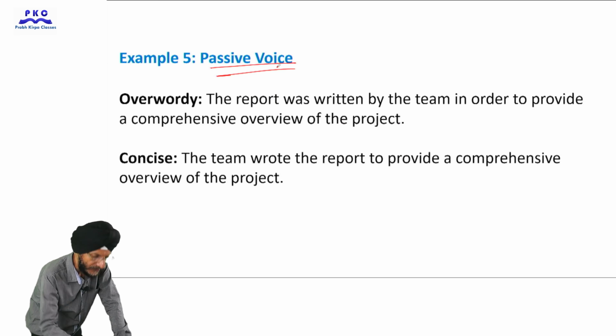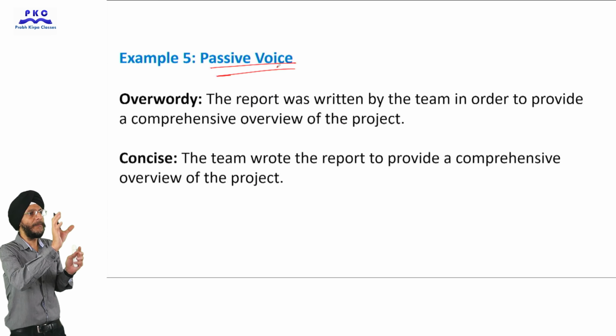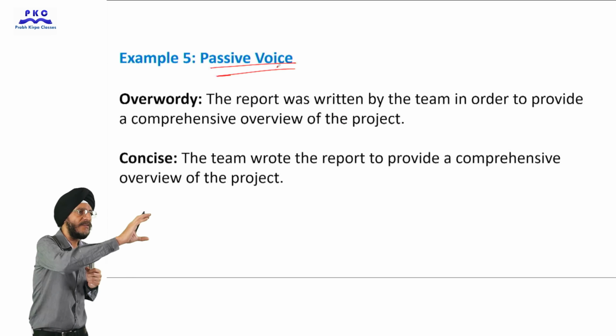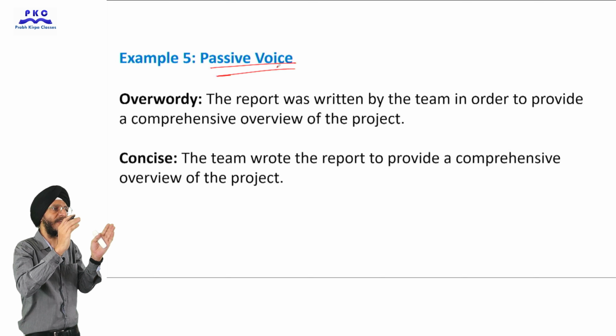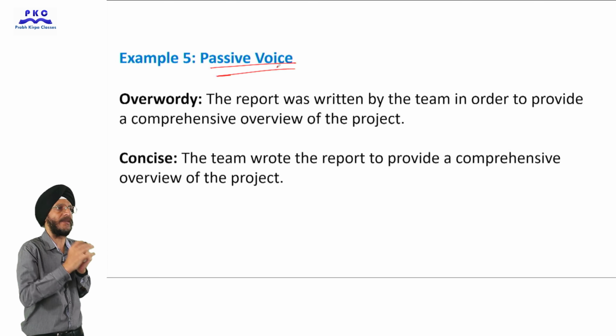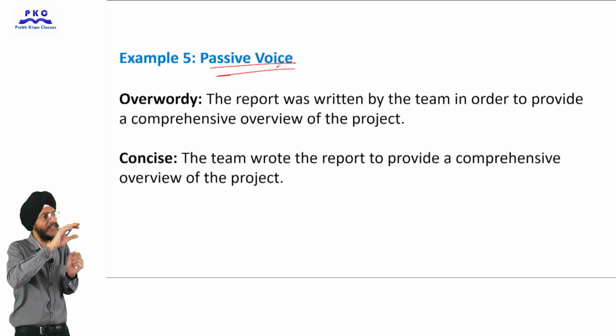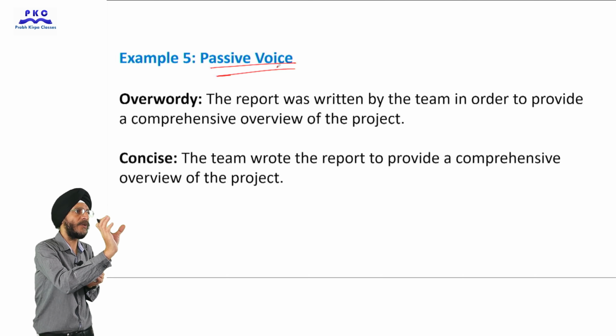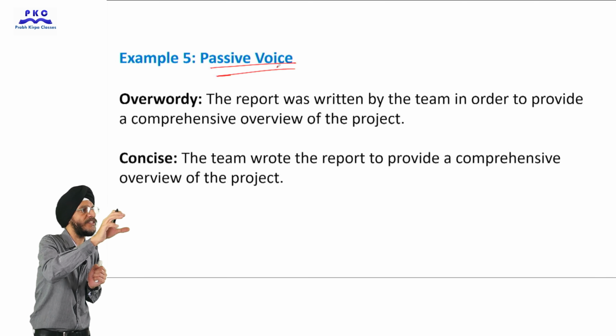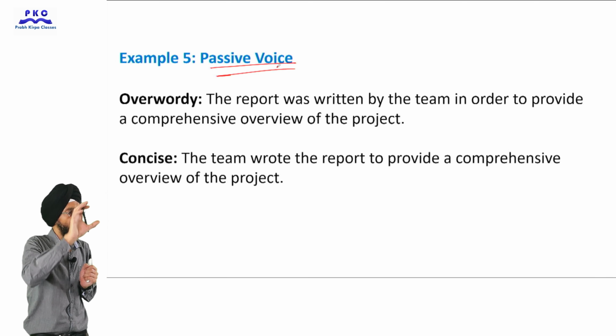Next is passive voice. When we write in passive voice, the length of the sentence becomes long and the sentence may not have clear meaning. But if we make use of active voice, the sentence becomes shorter and the meaning in most cases is clearer. So let us have an example. The report was written by the team. We can say that the team wrote the report. It is indirect. We are making use of passive voice.